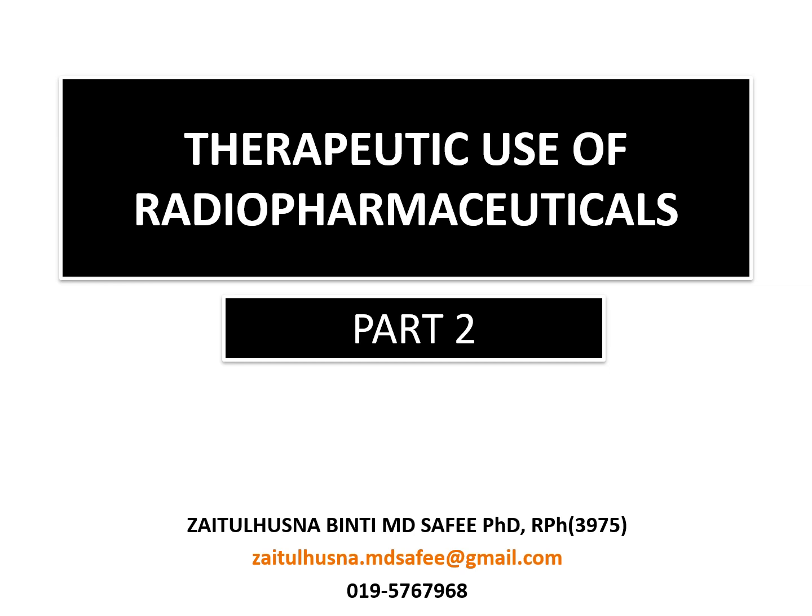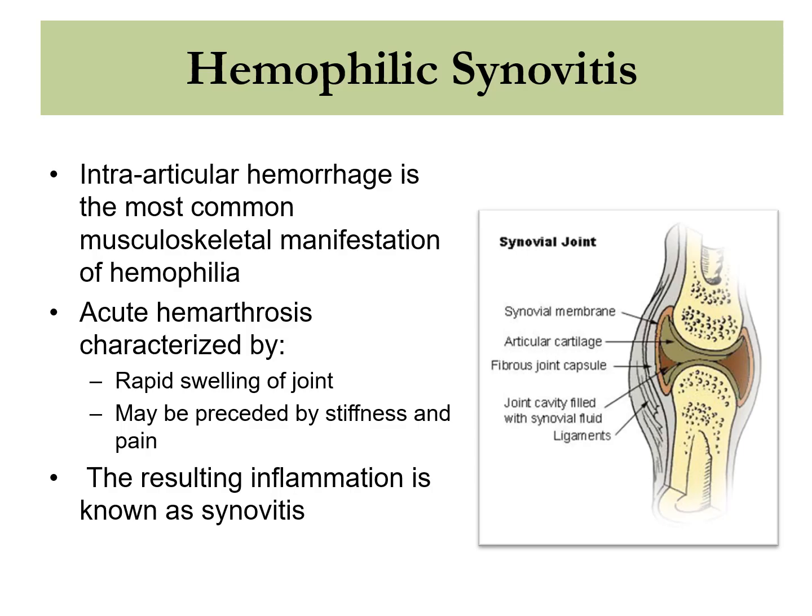Now we are going to move to our second part of the lecture on the therapeutic use of radiopharmaceuticals. So we're going to move to hemophilic synovitis. It is an intra-articular hemorrhage, which is the most common musculoskeletal manifestation, especially in hemophilia patients. Acute hemarthrosis is characterized by rapid swelling of the joint, which may be preceded by stiffness and also pain. The resulting inflammation is known as synovitis.